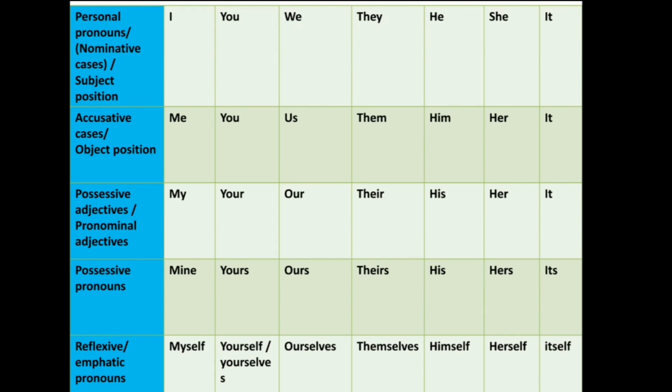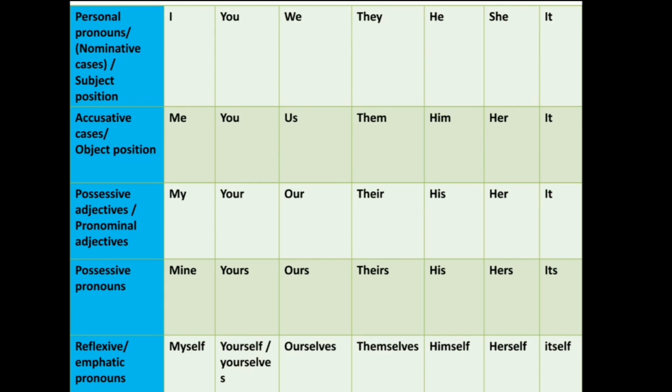Personal pronouns. Observe this word. Can you find the word person? Personal pronouns refer to persons. I, you, we, they, he, she. These words refer to persons, right? What about it then? It also comes under personal pronouns.